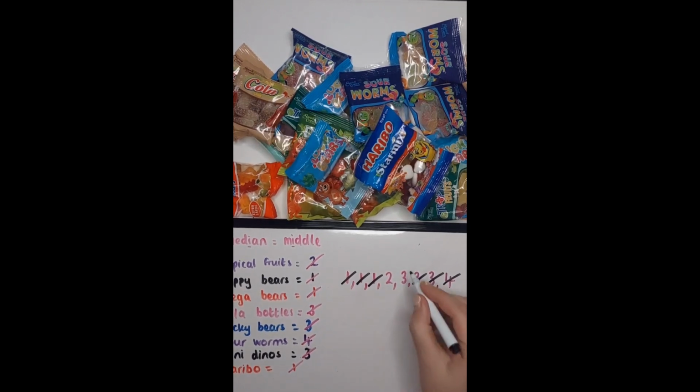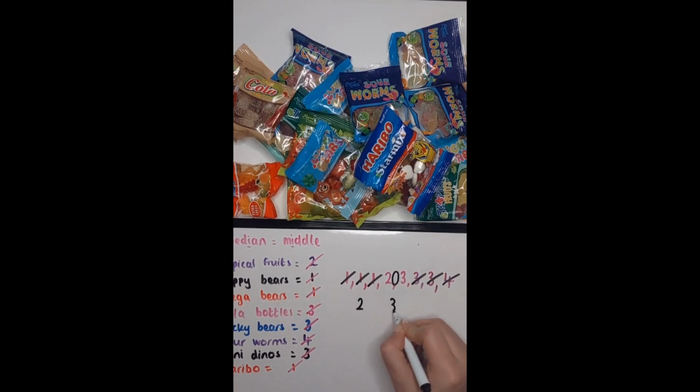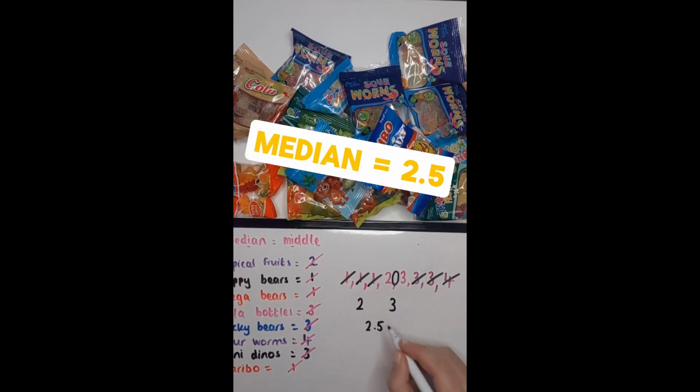If this happens, the median is the number that's in between these 2 numbers. So the number that's in between 2 and 3 would be 2.5. So that means our median is 2.5.